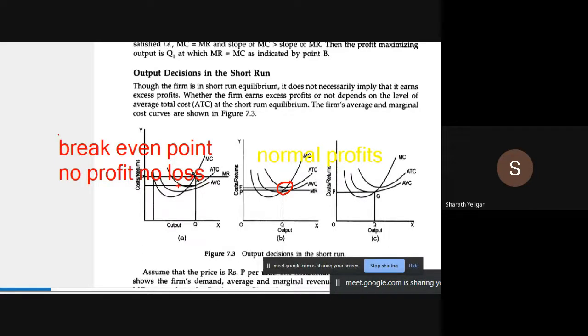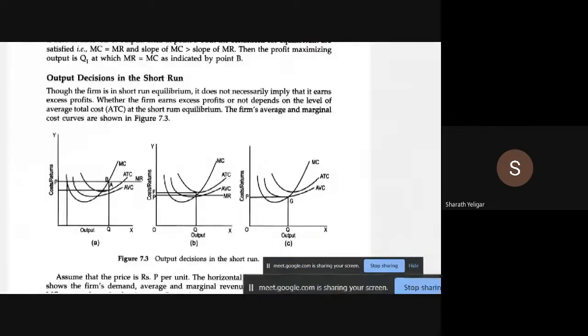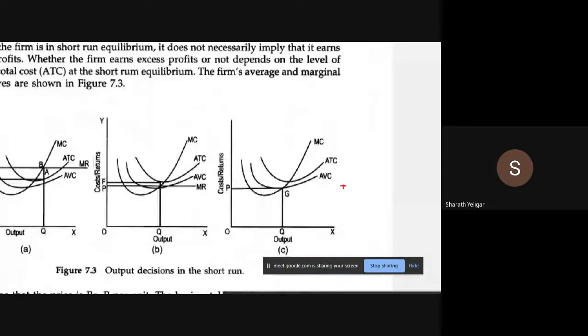Now we'll focus on the third graph. You see this graph. Now here the price is equal to AVC, not ATC, AVC. This point where price is covering only AVC is called the shutdown point.